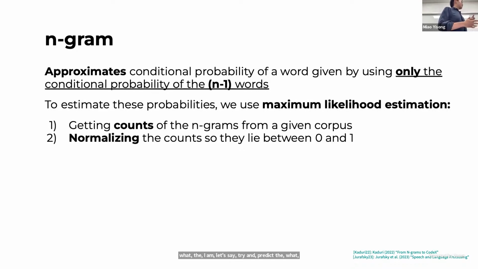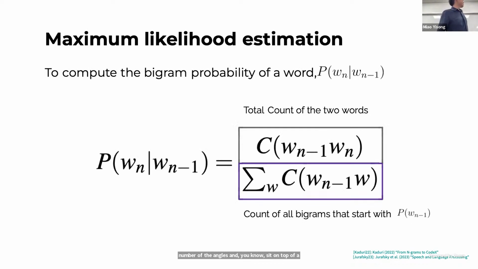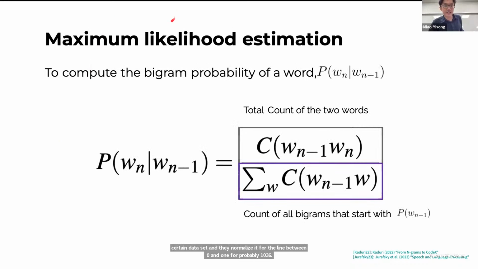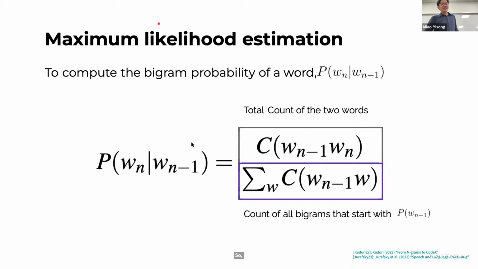In the past they used count-based statistics, where they just count the number of n-grams in a certain corpus or data set, and normalize the counts so they lie between 0 and 1 for probability. This is the first scary equation of the day. We just compute the proportion of the bigram itself within all the bigrams that start with the previous word.